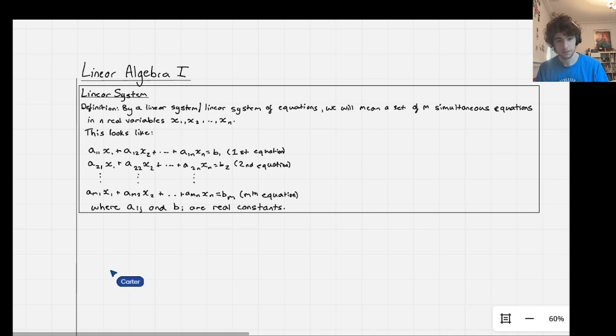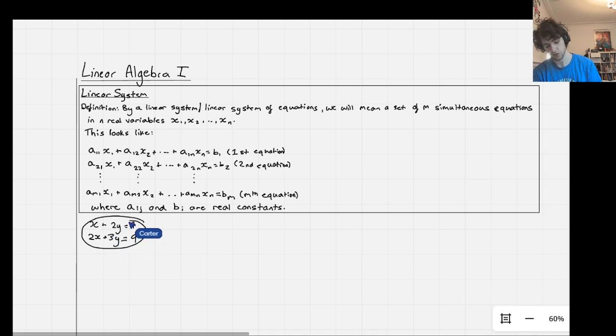And I guess now that we have that, we need to talk a little bit more about what sort of a solution to that is, right? Because you should be familiar with simultaneous equations. So you might have seen before something like x plus 2y equals 7, and then maybe 2x plus 3y equals something else, right? Let's just say like 9.